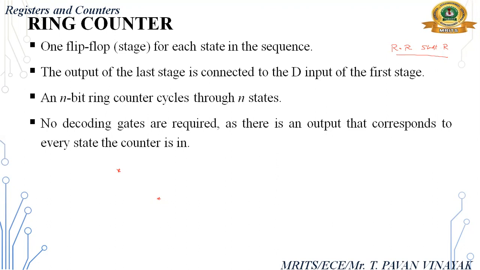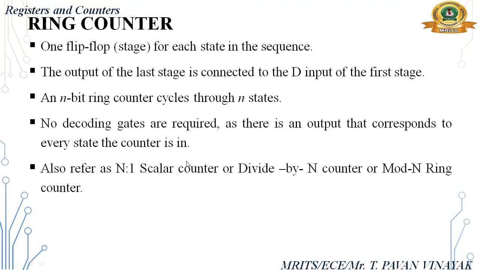While rotating, we get the initial state after n cycles only. No decoding is required because the output corresponding to every state is available, because every state is a possible state. So there is no decoding purpose. Other names of this one are 1 by n counter or modulo-n ring counter.